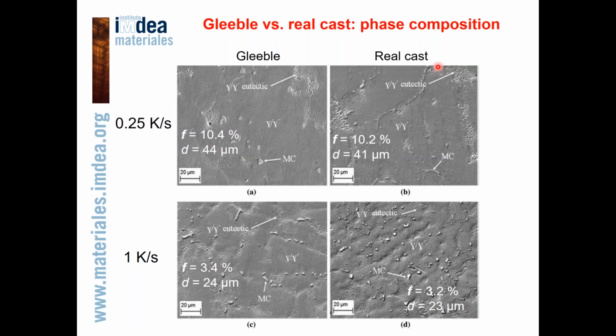Here we can see that physical simulation can very well predict the volume fraction of the gamma-gamma prime eutectic and the average size of eutectic pools. These values are very close to each other, and with increasing cooling rate, these values are significantly reduced. That is also well reproduced by physical simulation.